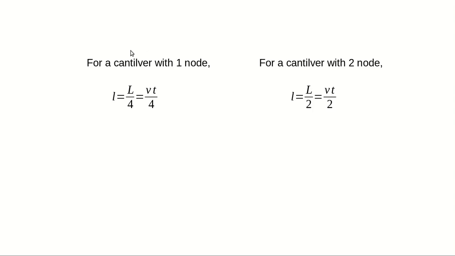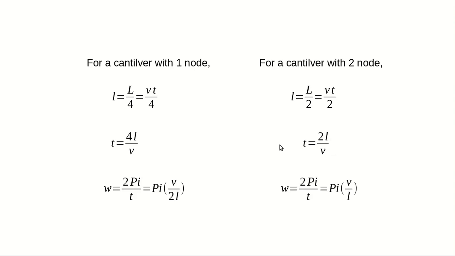So I have written the same thing. I am going to derive for this cantilever with one node, and the same case holds for the cantilever with two nodes. The difference is only of the factor 2. So I will write t from this. It will be 4 into L divided by v. Similarly here it is 2L by v. Now I will write omega. Omega is nothing but 2 pi by t, and t is 4L by v for a cantilever with one node. So this will give me the resonating frequency equal to pi v upon 2L for a one node cantilever, and similarly for a cantilever with two nodes I will get pi v by L.